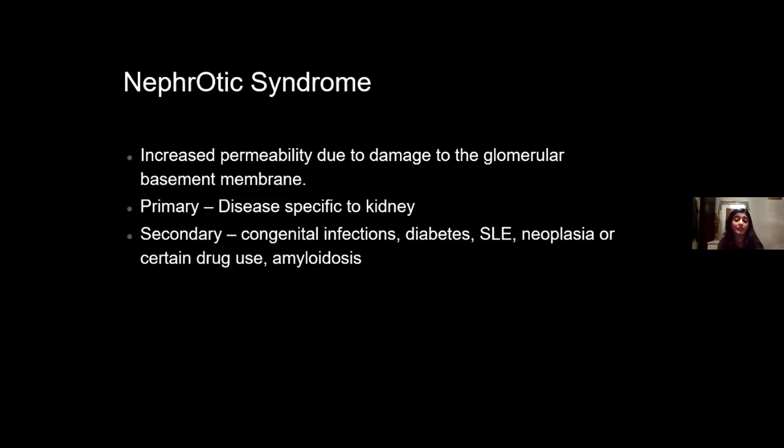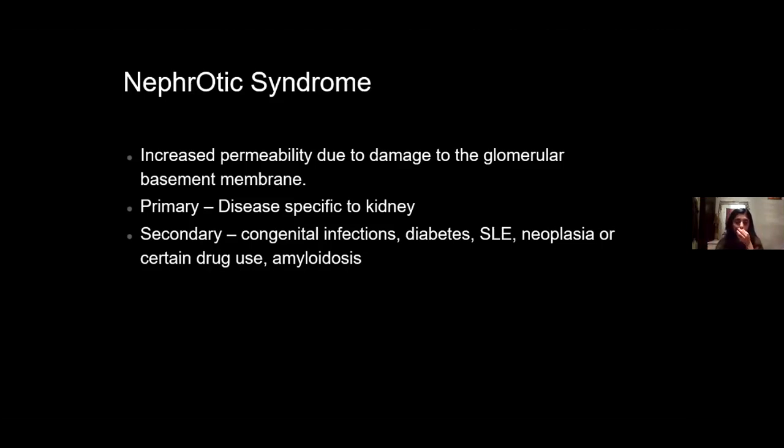So we have congenital infections, and diabetes, because we know that diabetes leads to some end organ damage, and the kidneys are one of them. This is known as diabetic nephropathy. We have systemic lupus erythematosus, and this leads to lupus nephropathy, again with the proteins and autoantibodies that get deposited in the kidney's basement membrane. We have neoplasia, so any lymphoproliferative diseases can lead to this as well, and certain drug uses such as NSAIDs, and we also have amyloidosis.